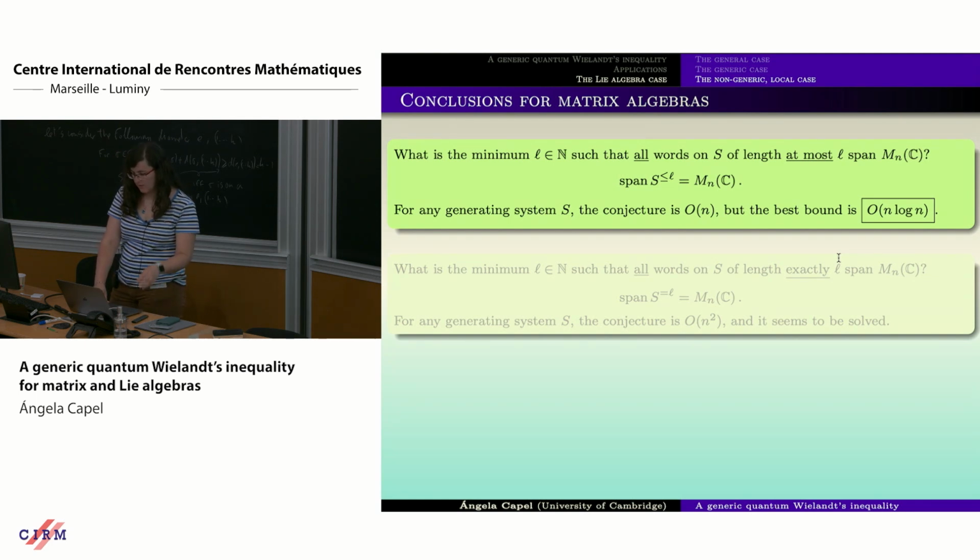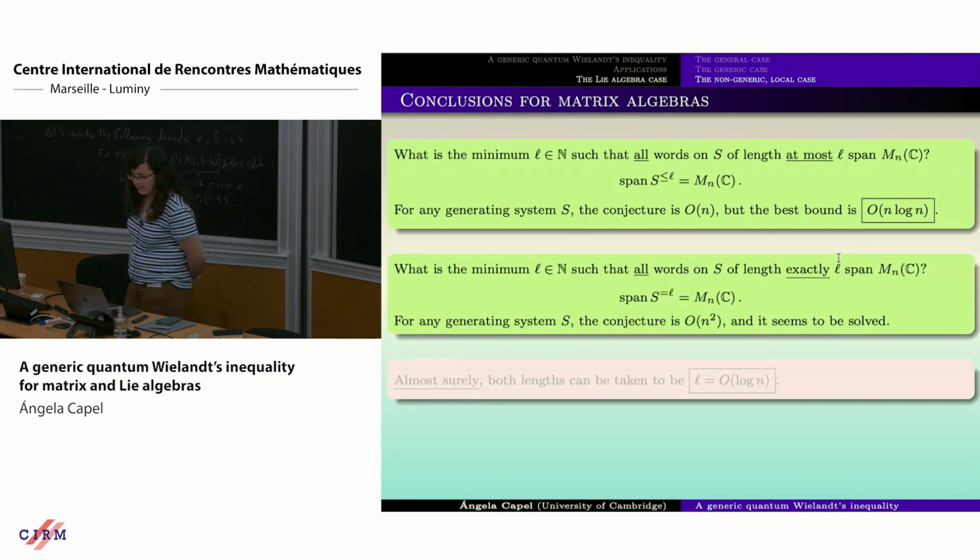So the only thing that I will mention to conclude is that we've been discussing this problem for matrix algebras. That is the minimum length such that all words of length up to that generate the whole matrix algebra. For any generating system, the conjecture is order O of n, but the best bound to it is order O of n log of n. However, in the case in which we consider exactly the length L, the conjecture is order O of n squared, and this is actually proven, or it seems to be proven.